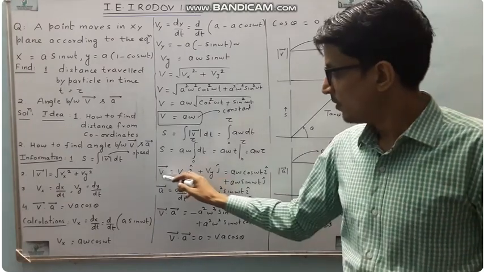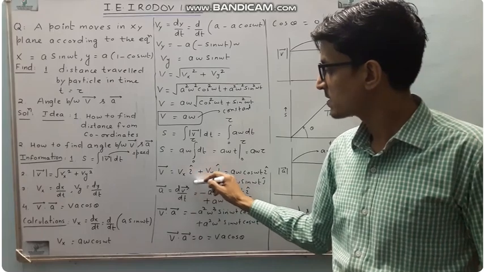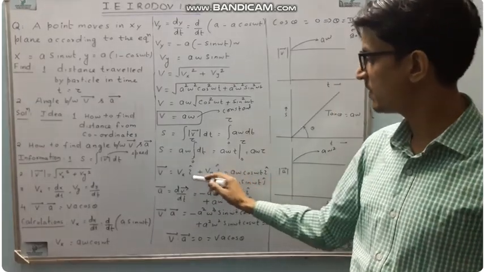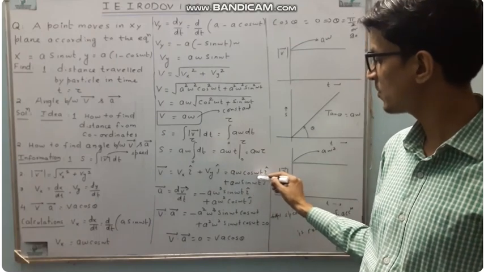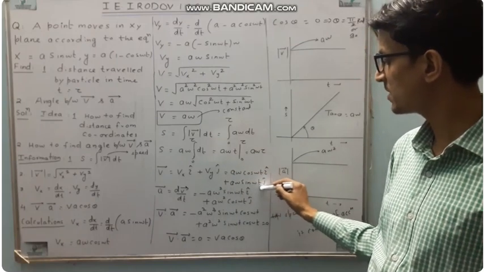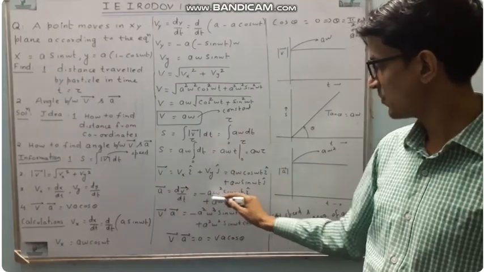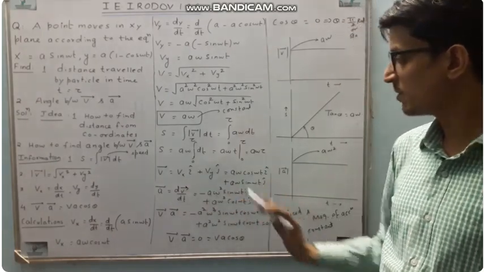Third, velocity vector can be written as vx i cap plus vy j cap. Substituting the value of vx and vy, we can write it as a omega cos omega t i cap plus a omega sin omega t j cap. Acceleration is dv by dt, so we can differentiate it, and this will be the result.